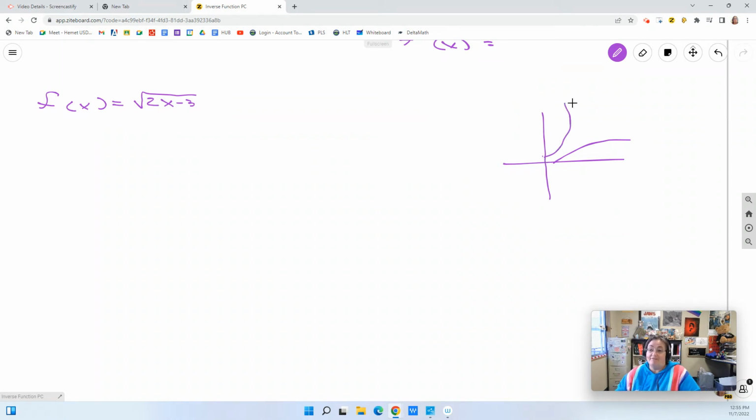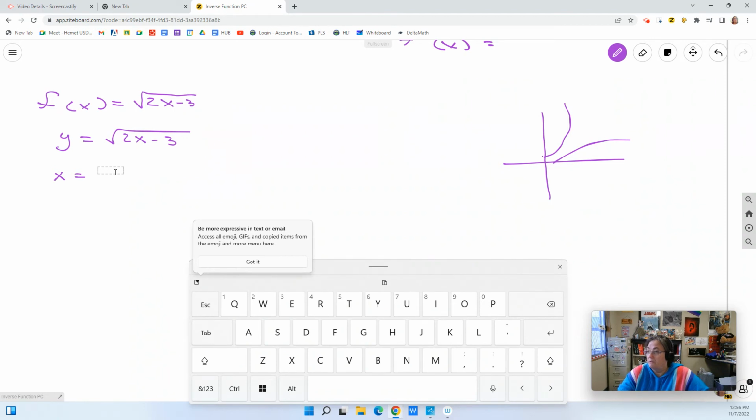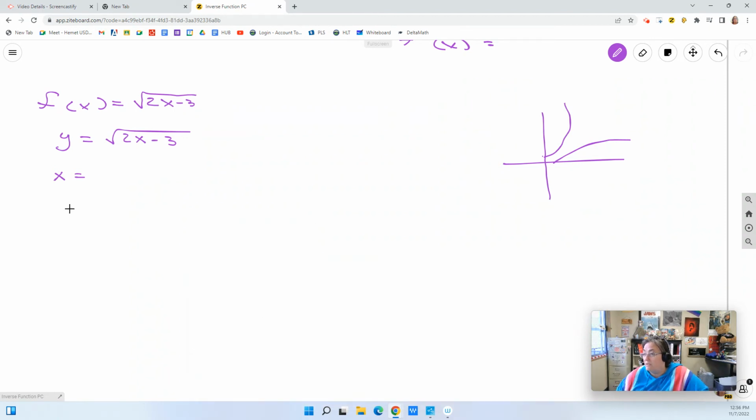So I know it's going to have an inverse and I know that it's going to work. So we are going to follow the rules now. We are going to switch our f of x with a y. We're just going to call this y equals the square root of 2x minus 3. And then we interchange our x and our y. So we will rewrite this now as x equals the square root of 2y minus 3. And we are going to solve this whole thing for y.